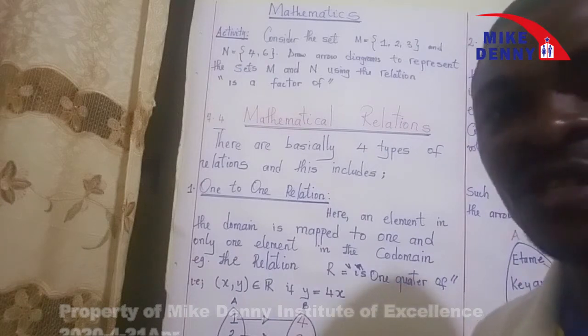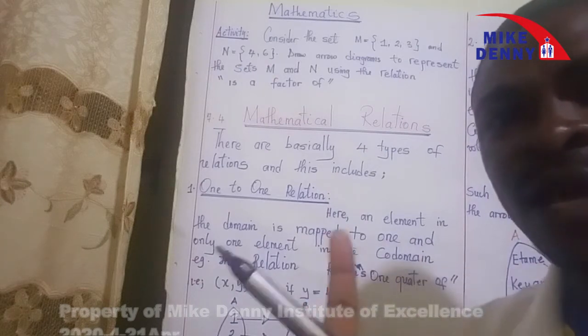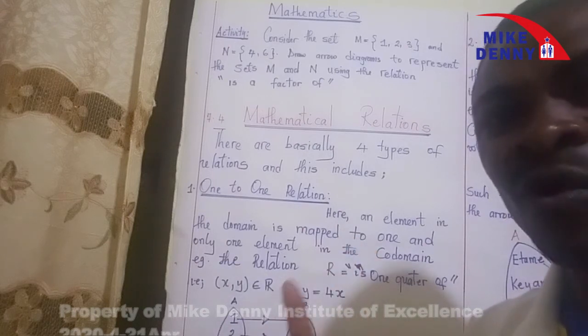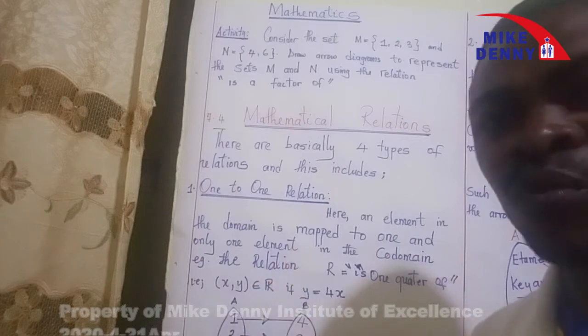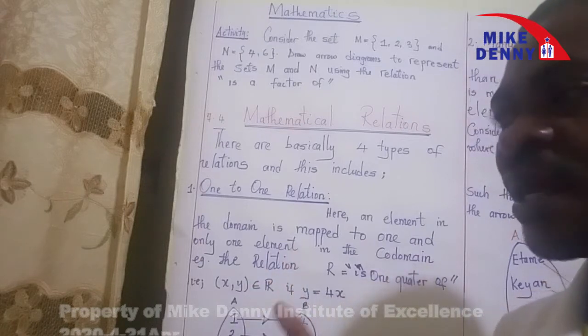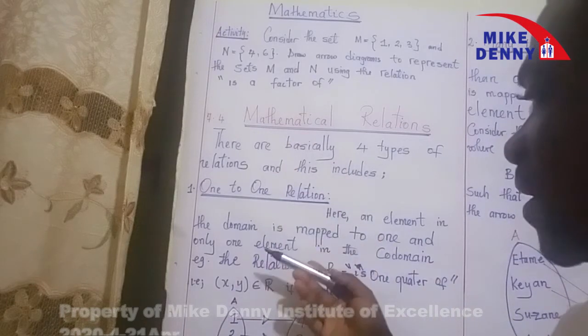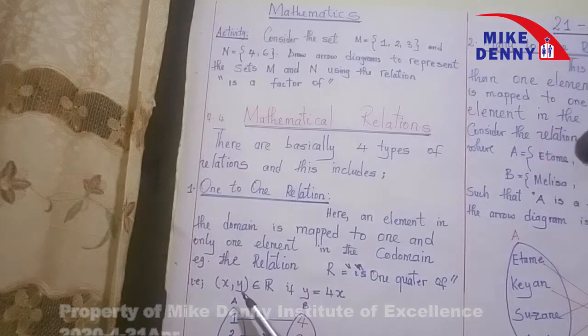A one-to-one relation here is that type of relation where one element in the domain is mapped to one and only one element in the codomain. When one element in the domain is mapped to one and only one element in the codomain, it now forms what we call a one-to-one relation. If you look at your notes, you will see I've given the definition and there is an example.